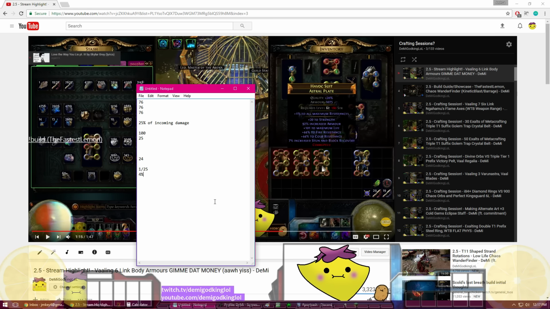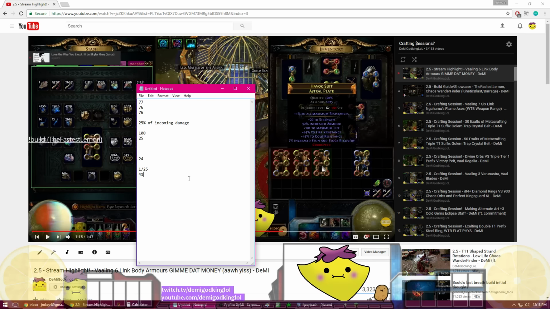So say I were to get barbarism, it's a node on the tree that gives you 1% max fire res, right? So this number would actually become 77%, which means I only take 23 damage versus the 25 normal damage. So that would actually be 2 divided by 25, which is... You can't add it that way.